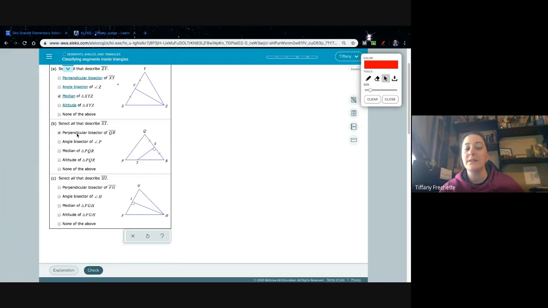I don't think they'll ever be tricky about this, but make sure it says QR, so you're actually bisecting the correct side. Because if it said ST is a perpendicular bisector of PQ, well, no, it's not. So I don't think they'd ever trick you like that, but just make sure you're paying attention. It doesn't give us any angle marks, so we're not going to do this one. Median, it is in the middle, but the other part of the definition of median is that it has to come from the vertex. So it would have to come from P to that point. So we don't have median.